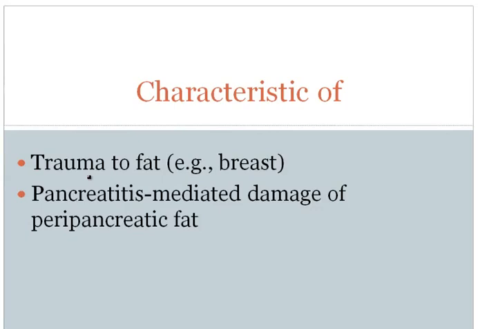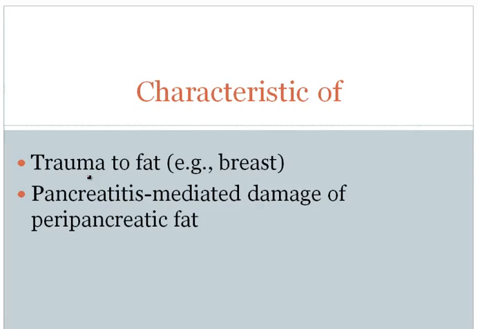Now, fat necrosis is classically seen with two processes. The first is trauma to fat, and the highest yield here would be the breast. The breast is a relatively fatty organ. It contains a lot of adipose tissue. For example, if a woman is in a car accident and the breast is crushed against the steering wheel, that can result in destruction of the fat cells, release of the fatty acids, and calcium binding those fatty acids, resulting in the classic appearance of fat necrosis. So trauma to fat can release those fatty acids, resulting in fat necrosis.